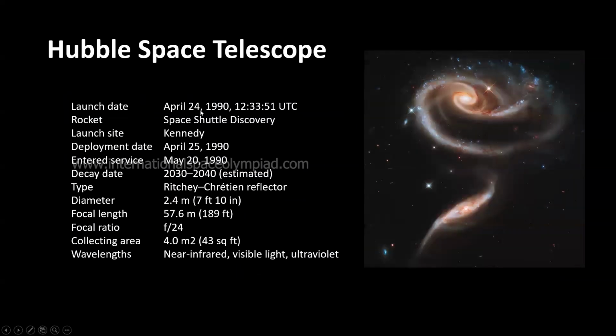Its launch date is April 24, 1990. Then there was a service mission, which I will explain about. The mirror diameter is 2.4 meters, and the focal length is 57.6 meters. Its design is a Ritchey-Chrétien reflector, and the collecting area is about 4 square meters. And it can observe in near infrared.